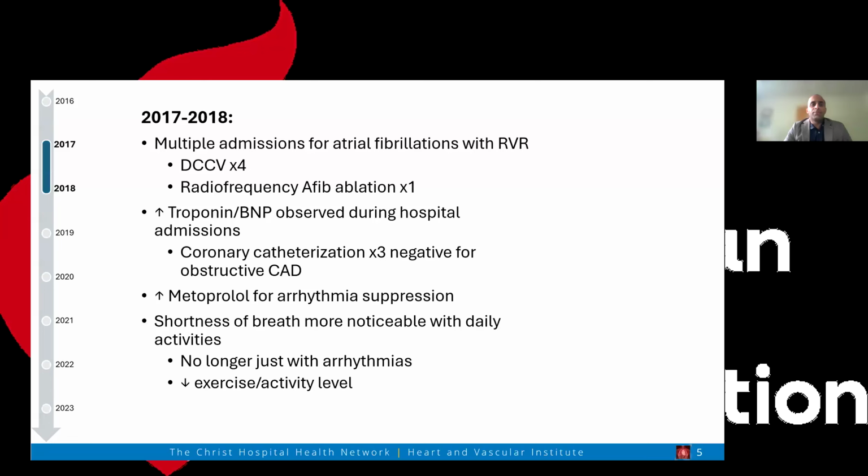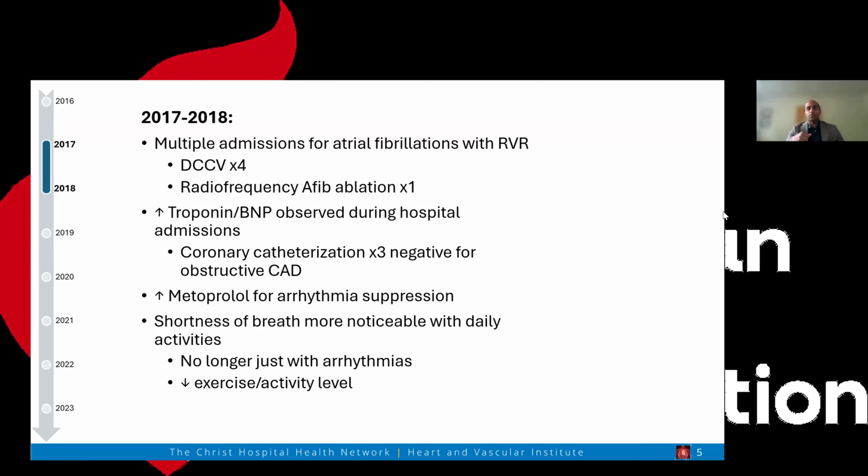So moving on, unfortunately, she clinically progressed. In 2017 and 2018, the patient ended up having multiple admissions for AFib with RVR. She required cardioversions 4 times over those 2 years. And in addition to that, she ended up undergoing a radiofrequency ablation as well, but still had recurrence of AFib.